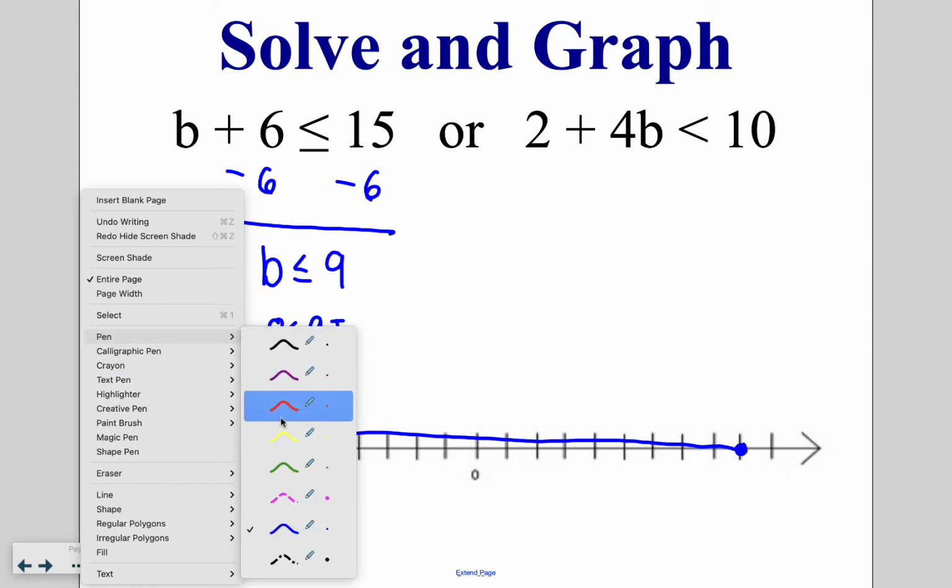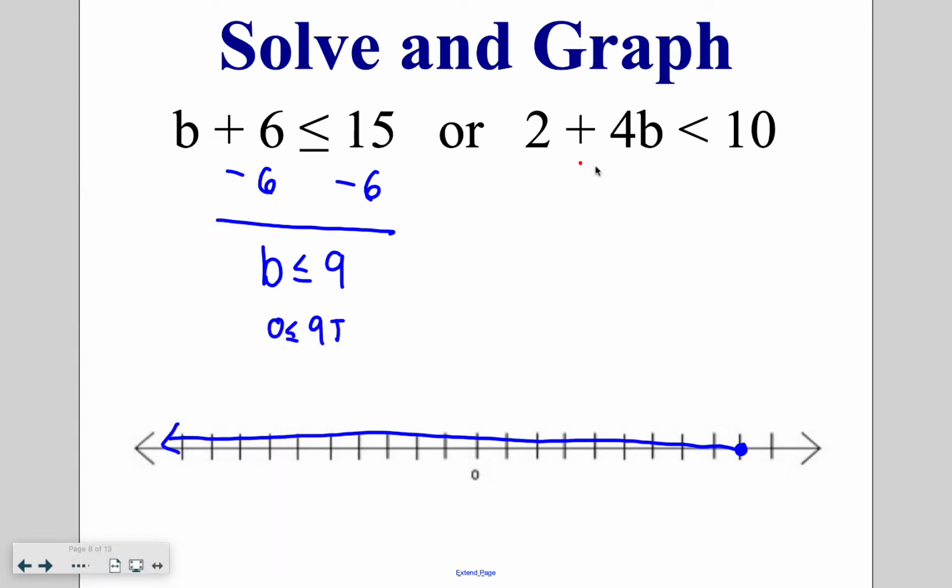With my next statement then, I am going to subtract 2 from both sides of my statement. So I have 4b is less than 8. And then I'm going to divide by 4 on both sides, and I end up with b is less than 2. So I'm going to come over to 2.